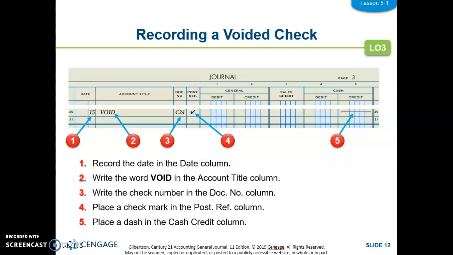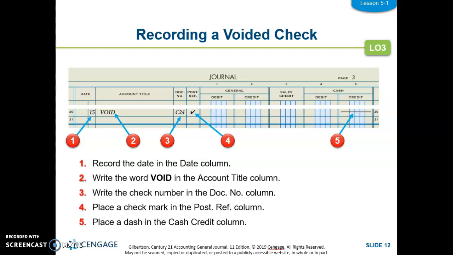When we record this in our journal, we will put in the date. We will write the word void in the account title, put in the check number. We're also going to put a check mark in for the post reference because there's nothing here to post. And then we will place a dash in the credit column for cash. This is going to help ensure that all check numbers are listed in the journal.